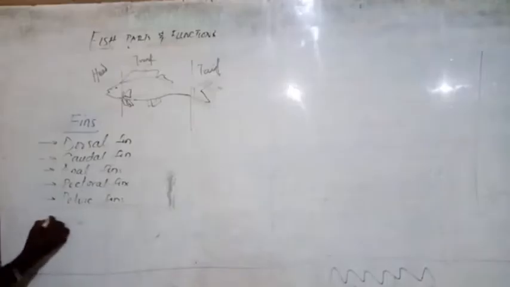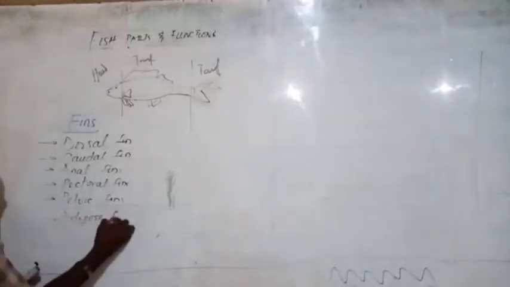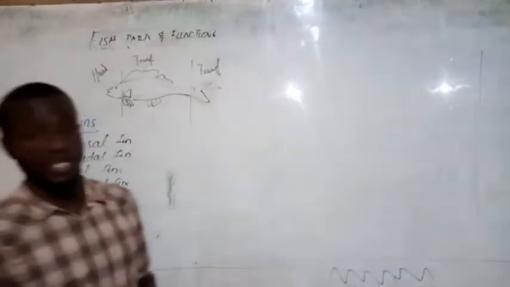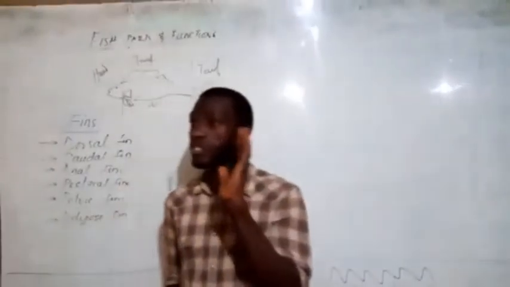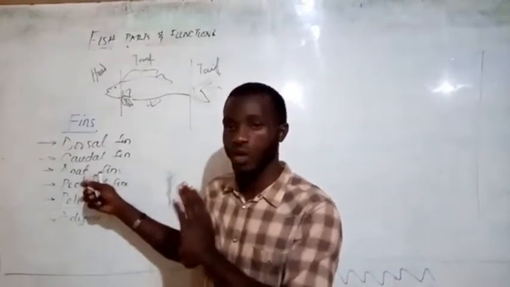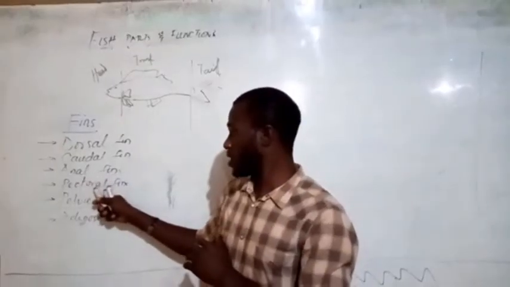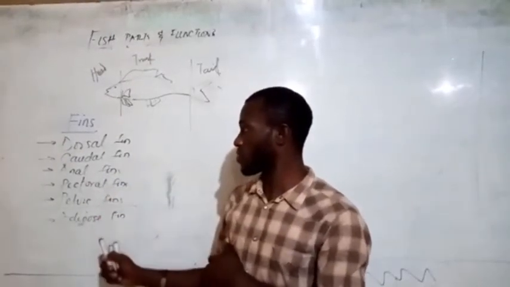However, some fishes have additional fins that are called the adipose fin. And that is basically it. So a fish must basically have these 5 sets of fins: the dorsal fin, caudal fin, which is the tail fin, the anal fin, the pectoral fin, and the pelvic fins.